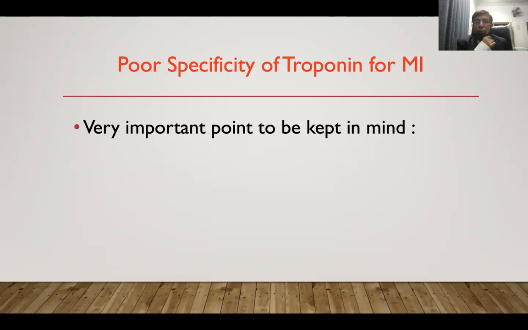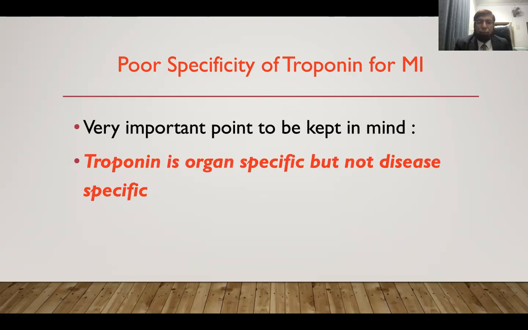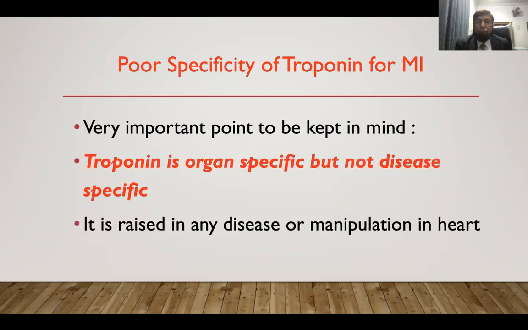And this is a very important point to be kept in mind, that troponin is organ specific, not disease specific. It is raised in any disease or manipulation in the heart. For example, in angiography, in angioplasty, troponin will be increased. I usually say that troponin loves heart. So any manipulation, any disturbance in the heart will affect troponin, because it is cardiac troponin. It is secreted only and only from the heart. So it is organ specific, but its rise doesn't mean that the patient has got MI.